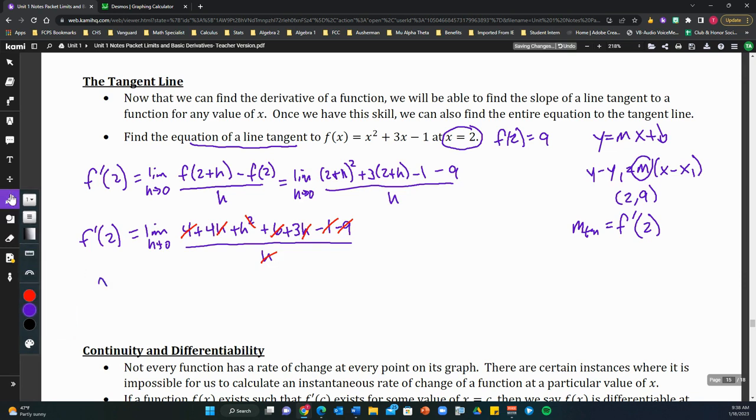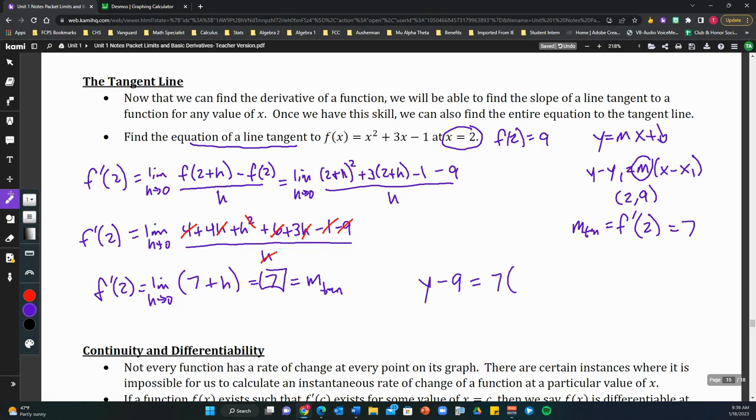So what I am then left with is f prime of 2 equals the limit as h approaches 0 of 4 plus 3 makes 7 plus that h that's left over. Now I can evaluate the limit, and I get 7. So again, that value is the value of the derivative at x equals 2, which is the same thing as saying the slope of the tangent line of this function at x equals 2. So we have the slope, we have the point of tangency, so we know that the equation for our tangent line would be y minus the y-coordinate at the point of tangency equals the slope, 7, times x minus the x-coordinate.